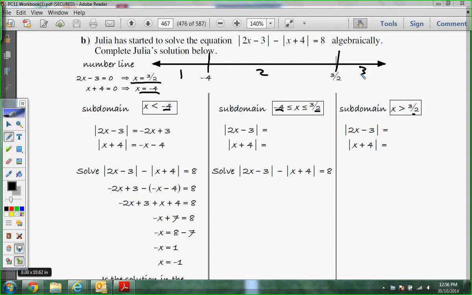So when subdomain is less than negative 4, so when everything's less than negative 4, that means we want the opposite of everything, because it's the furthest to the left. That means everything is negative. So that's why it is opposite and opposite here.